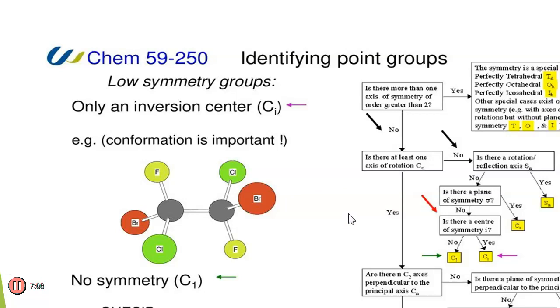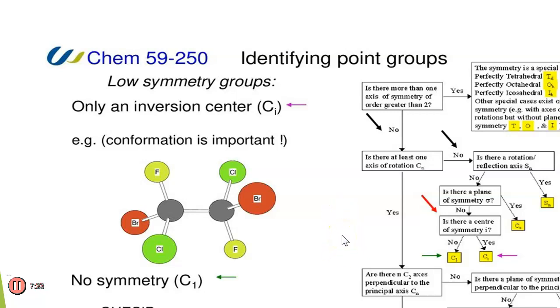Check whether it contains n sigma v planes. If it contains n sigma v planes, then the point group will be CnV. For example, in the case of water, it contains 2 sigma v planes, so the point group will be C2V.